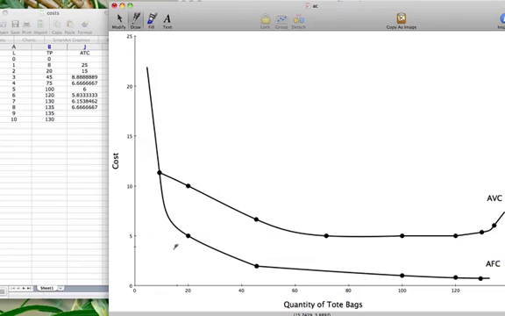We start by putting a dot where we have 8 units produced and our average total cost is 25. When 20 units are produced, our average total cost is 15. When 45 units are produced, our average total cost is 8.889. When 75 units are produced, our average total cost is 6.67. When 100 units are produced, our average total cost is 6.